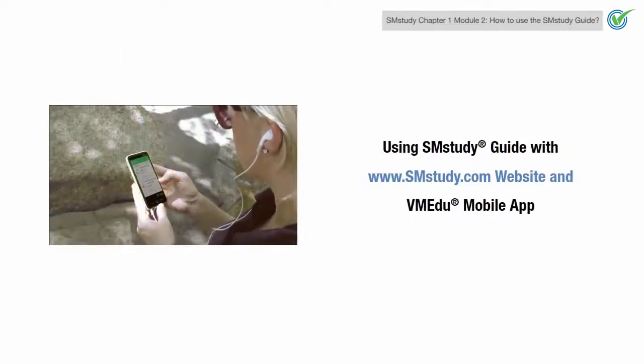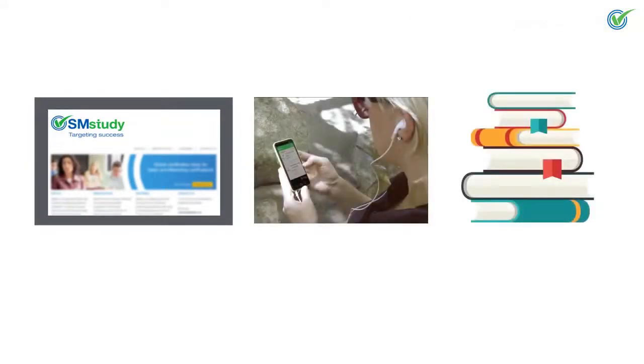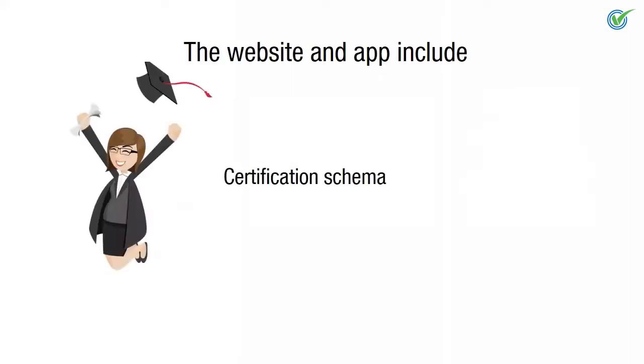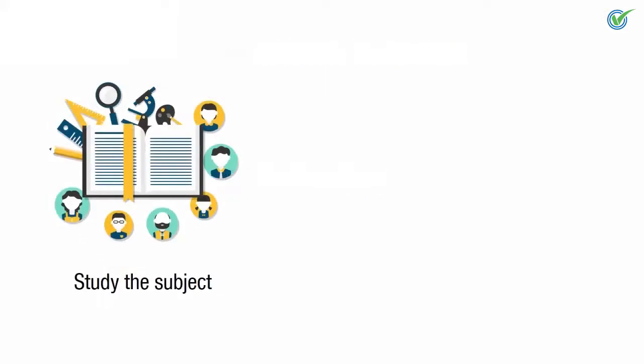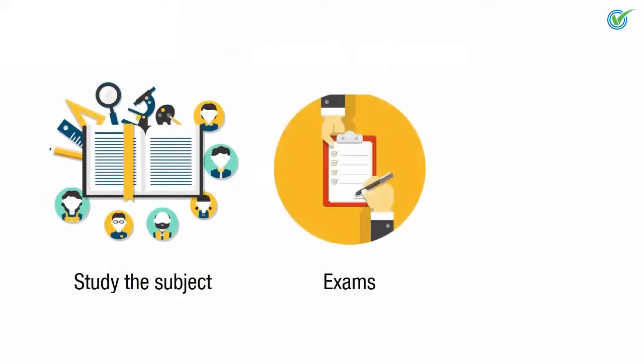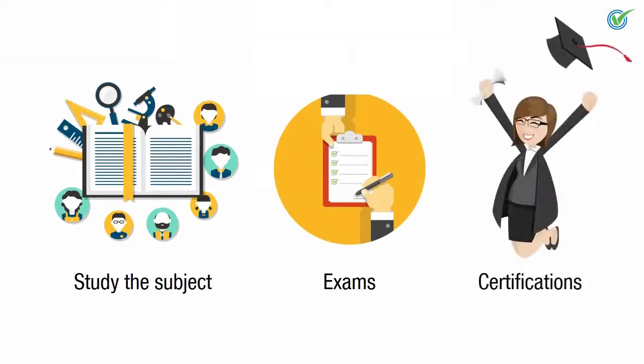Using SMstudy Guide with SMstudy.com website and VMEdu mobile app. The SMstudy.com website and the VMEdu mobile app provide additional resources to help individuals better understand and apply the sales and marketing framework defined in the SMstudy Guide. The website and app include the following: A certification schema, which helps sales and marketing students study the subject in a structured manner, get tested on relevant concepts through proctored certification exams, and gain relevant certifications that demonstrate their knowledge and experience in different areas of sales and marketing.